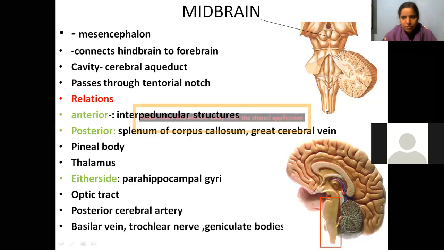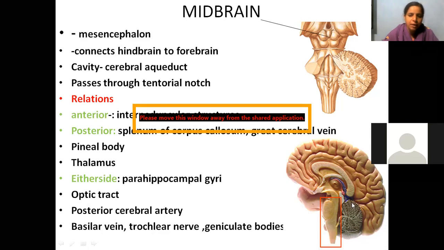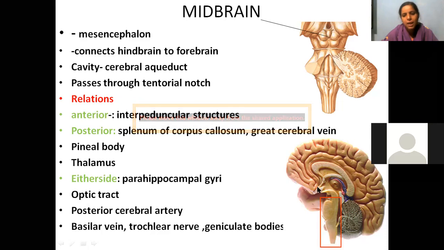Posteriorly, see where is the location of midbrain here? This is midbrain, this is pons, this is medulla. So posteriorly, what are we finding? This is the splenium of corpus callosum. At this point, we have the great cerebral vein, and then we also have the pineal body. Then thalamus is also there. On either side of this midbrain, there is a gyrus, the parahippocampal gyrus. It is also related to the optic tract.